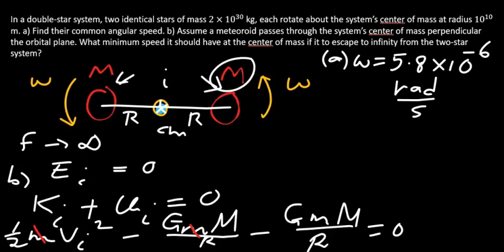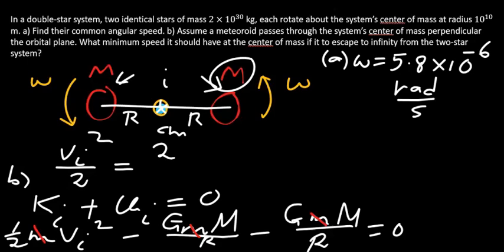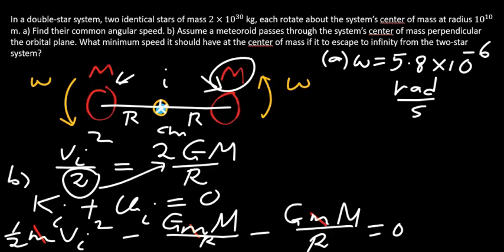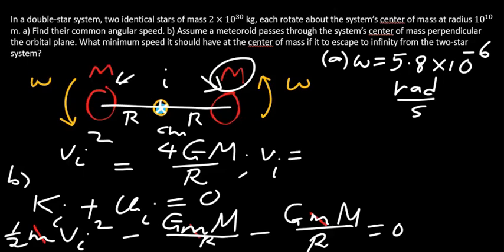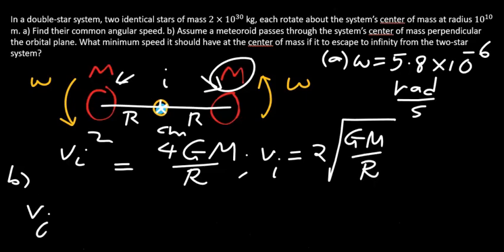So the mass of the meteoroid will cancel. And simplifying it a little bit, you get v_i squared over 2 equals 2G capital M over r. Bringing this 2 to that side, it will become 4, like that. That means v_i, or the minimum speed, is 2 times the square root of G capital M over r. So the minimum speed of the meteoroid at the center of mass point is 2 times the square root.